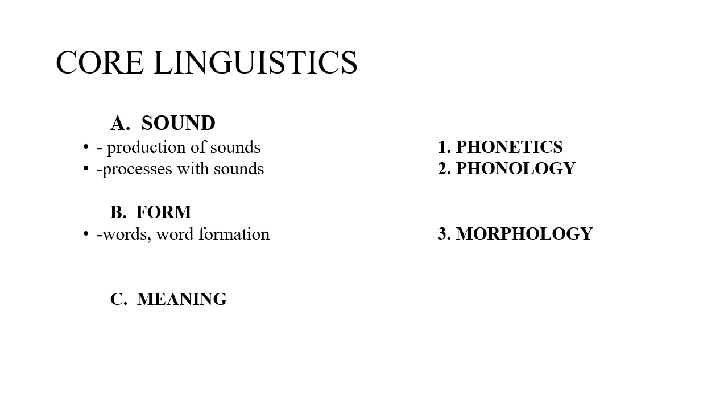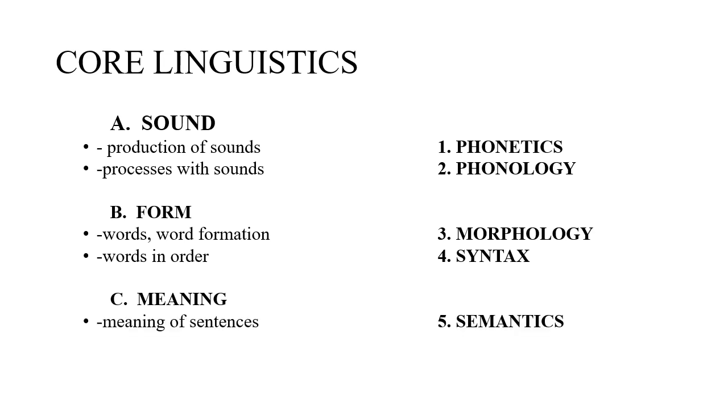When we look at form, we have morphology. Morphology concerns itself with words and word formation. And then we have syntax, and this is basically once we have the words, then we put those words in order, and those words in order is what gives us a sentence. So syntax is basically the study of sentences. Once we have a sentence, the sentence then will have meaning, and this is what we call semantics. So semantics is going to be the meaning of sentences.